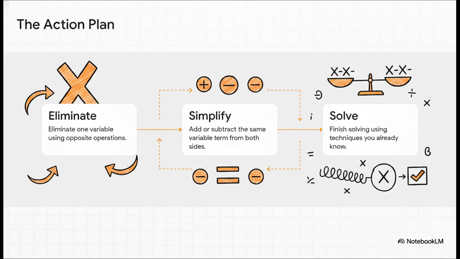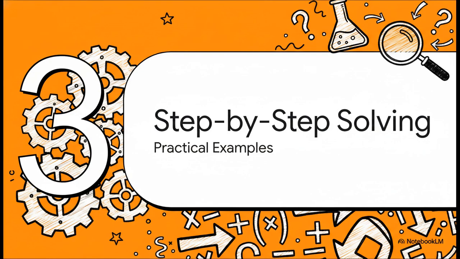So here is our action plan for getting that done. Step 1. We eliminate one variable by using opposite or inverse operations. Step 2. We simplify things by adding or subtracting that exact same variable term from both sides. Remember, the equal sign demands perfect fairness and justice. Whatever you do to one side, you absolutely must do to the other. Finally, Step 3. Once the variables are happily reunited on one side, you just finish solving using those basic techniques you already know.